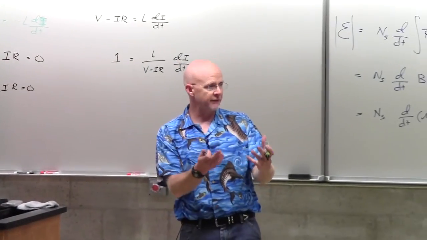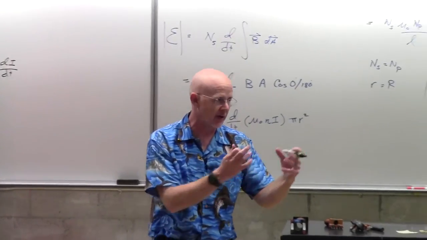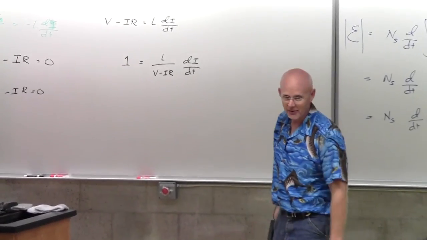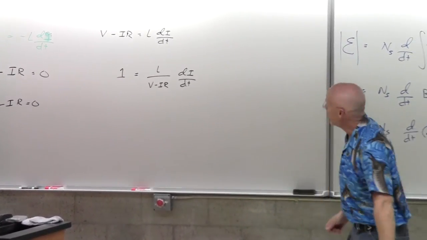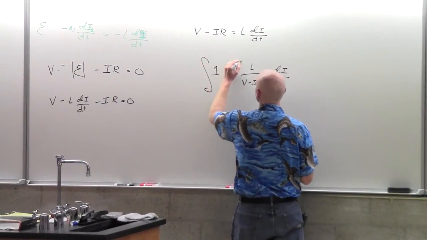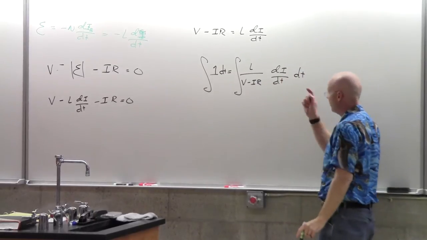It's a first order differential equation with constant coefficients, separation of variables, integrate once. It's the easiest differential equation we can come up with, but still a differential equation. And so now I can integrate with respect to time to undo this derivative.